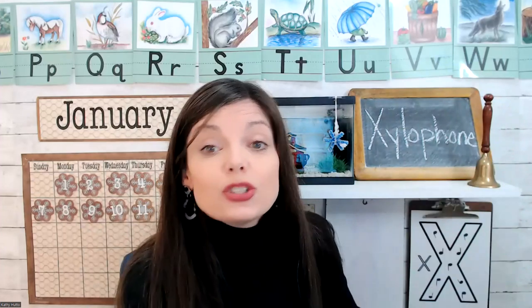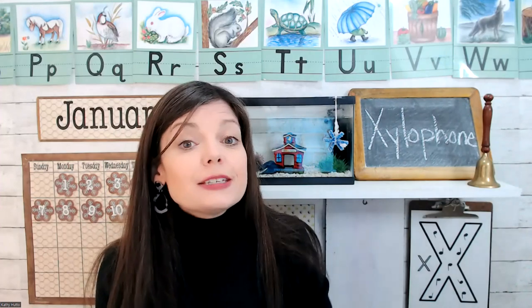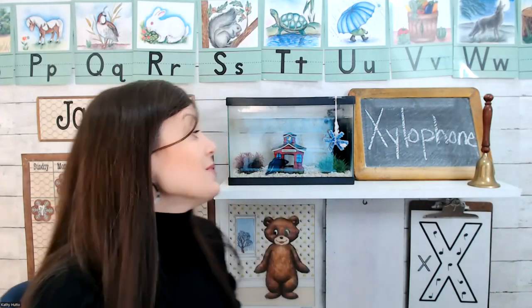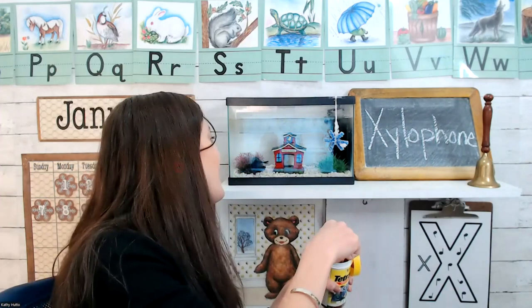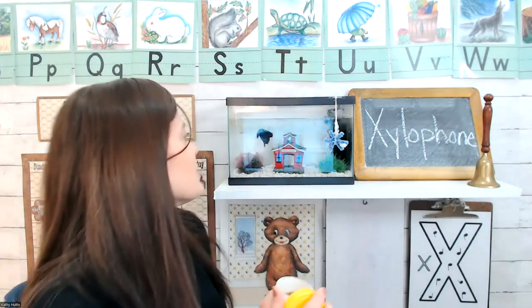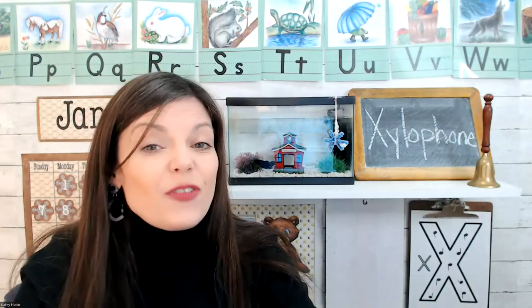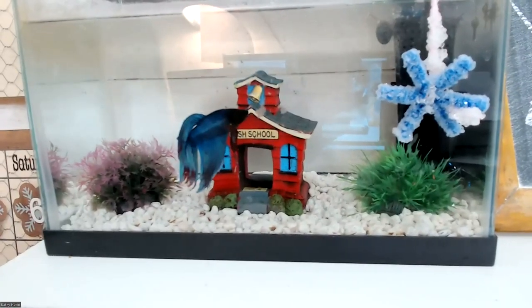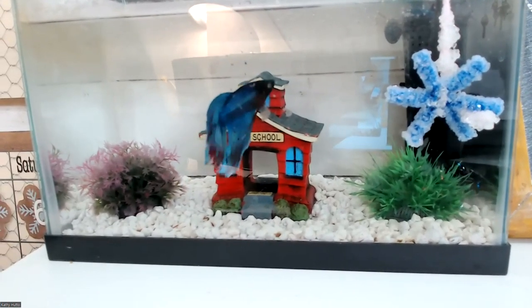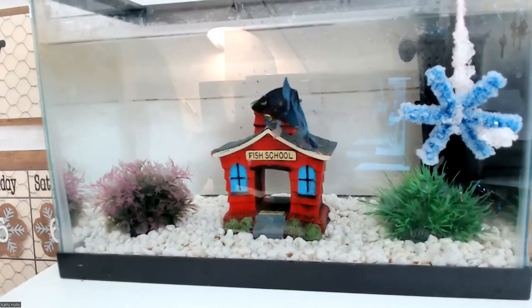Let's get started by doing our class job. Do you remember what our class job is? We have to feed Fred, our pet fish. Hi, Fred. Here's some fish food for you. Do you want to zoom over and see Fred a little closer? Okay, let's go. Well, here's Fred. Now you can see him. A little bit closer. Looks like he's having a great day.